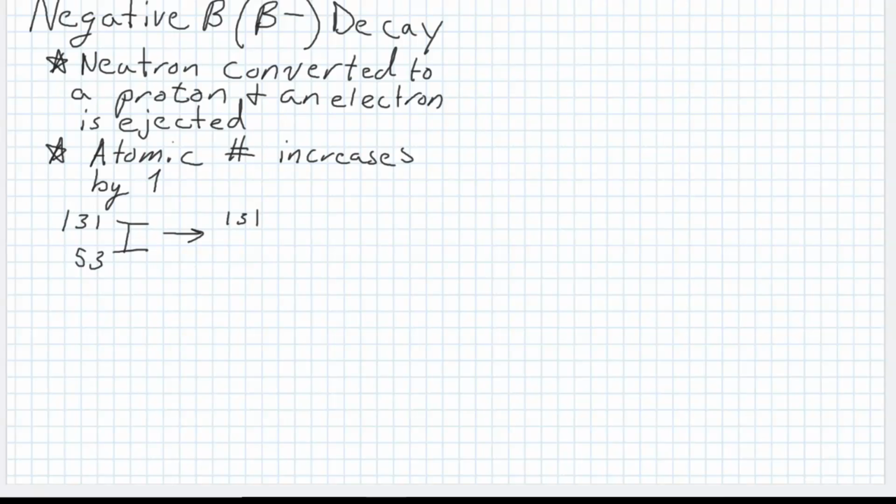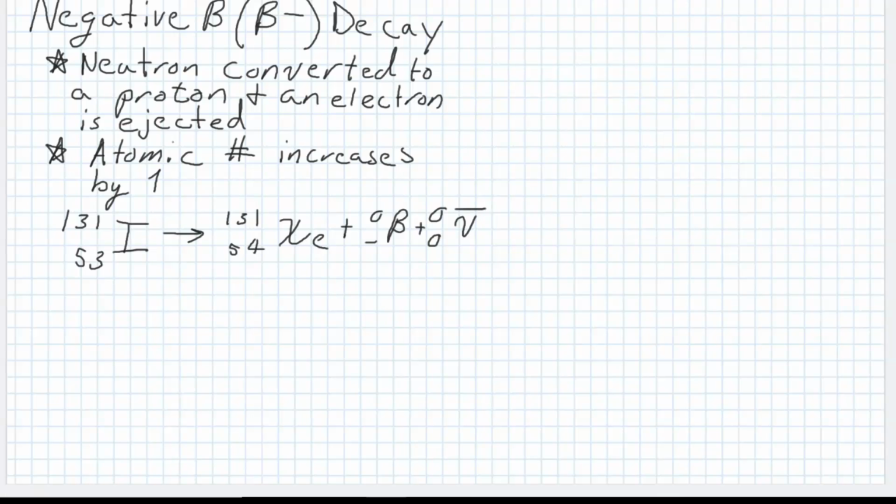And so it'll keep the same atomic mass because I'm changing a neutron for a proton, but I'll gain an atomic number. And when I add 1 to my atomic number, I become xenon. So then I emit my beta particle. A beta particle is negative. It's a high energy electron, so it's negative.